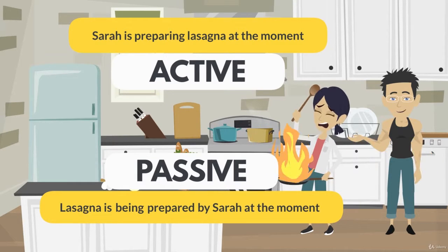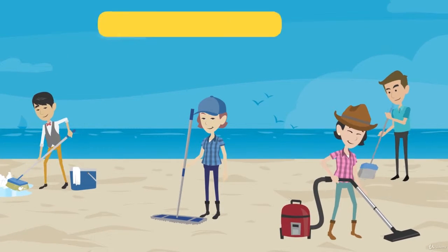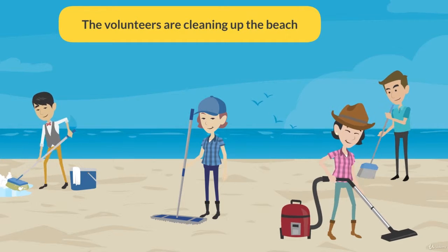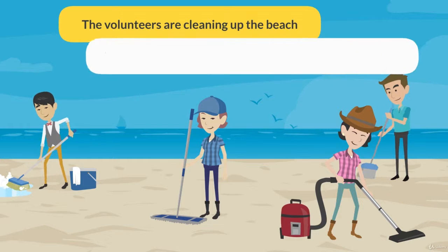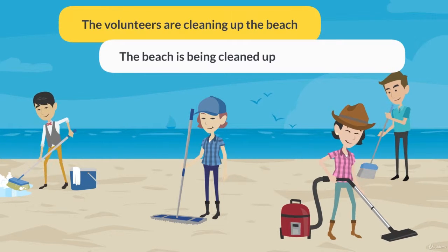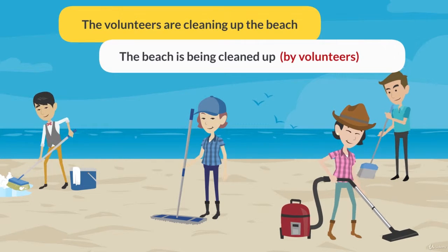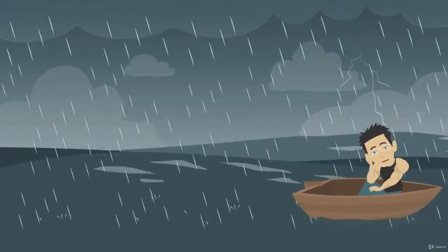Okay, moving on. Active, present, progressive: the volunteers are cleaning up the beach. Passive, present, progressive: the beach is being cleaned up. And we can add by volunteers. Now you try. Translate the sentence into passive.